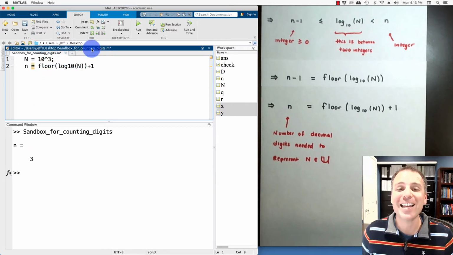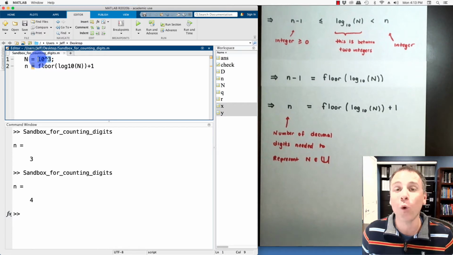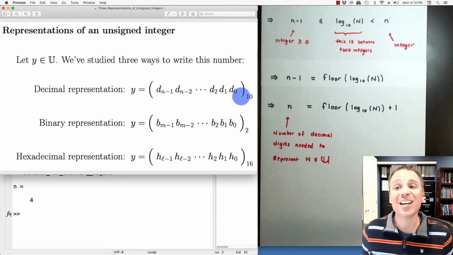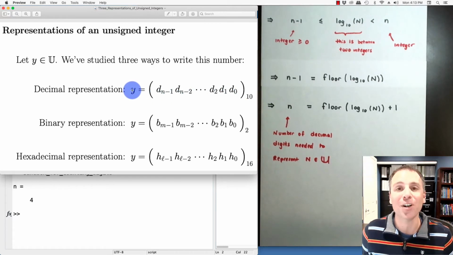On the other hand, if I take that negative 1 out and I run it again, notice that I need 4 decimal digits, which is exactly what we expect. 1,000 requires 4 decimal digits. With that, we have a closed form formula that discusses the number of decimal digits that we need to represent any unsigned integer. We're now going to generalize that to figure out how many bits are required to represent any unsigned integer using binary representation. And literally the work that we're going to do is a generalization of this decimal formula that we just generated.